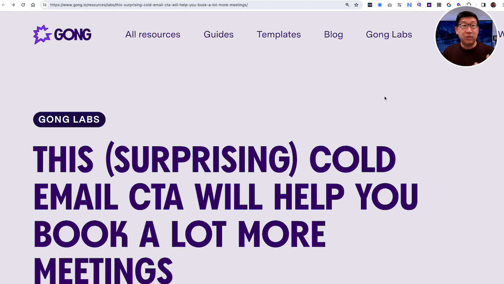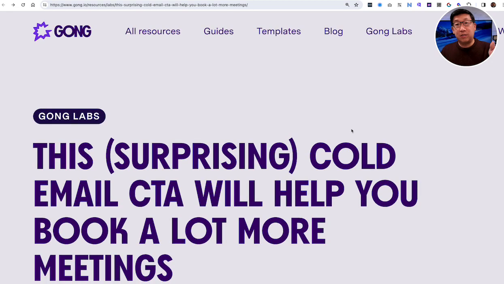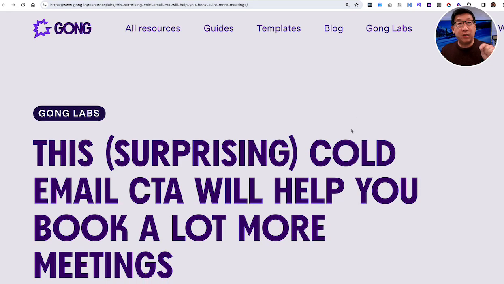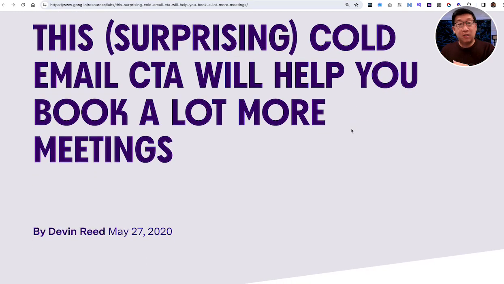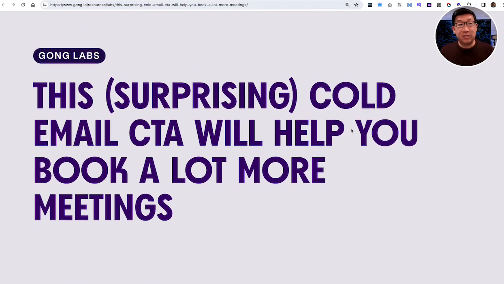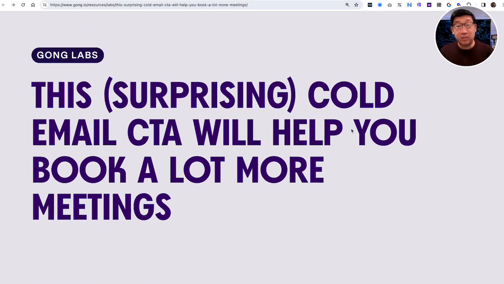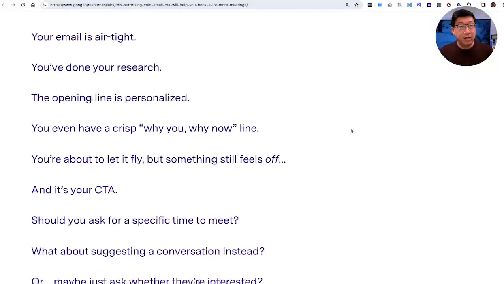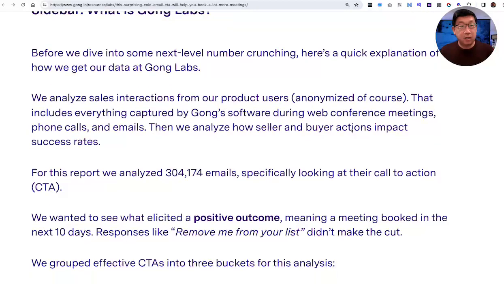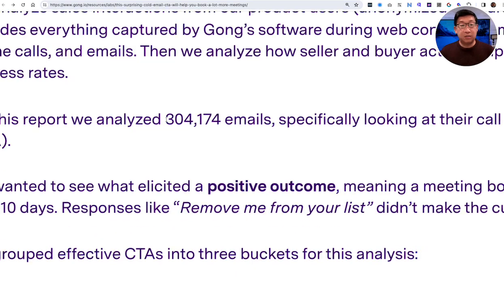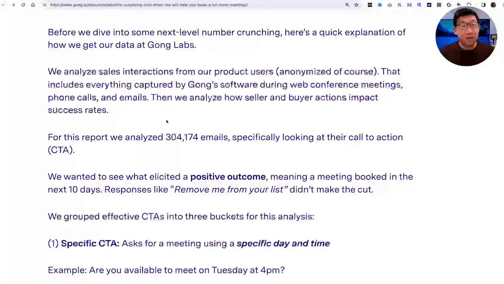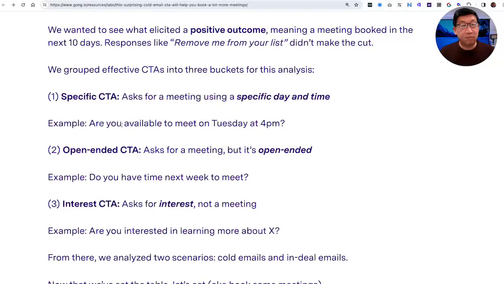Hey, I was doing some research today and came across this interesting study by Gong Labs. They were analyzing cold outreach emails for business development and the sales process, seeing what's working. They looked at 304,000 emails as their data set, and they looked at three specific outcomes.